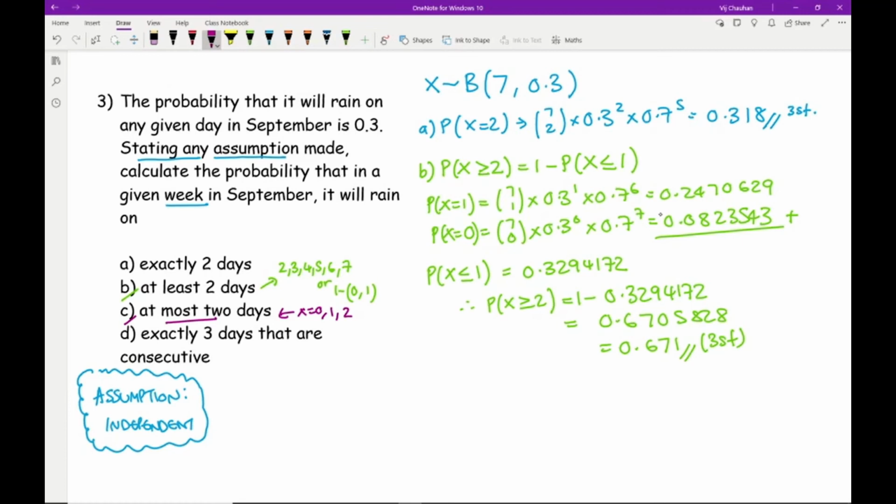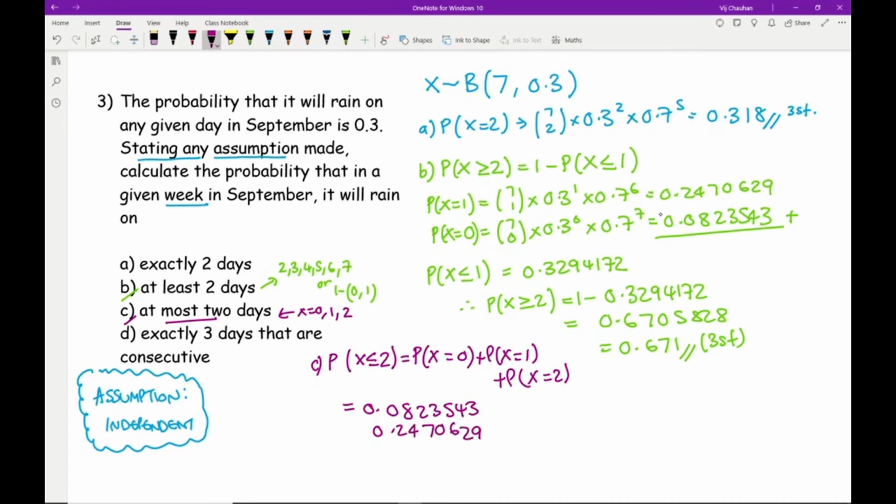So for C, the probability that x is less than or equal to 2 is equal to the probability that x equals 0 plus the probability that x equals 1 plus the probability that x equals 2. I'm going to save a bit of time and just work out each of those in advance. So here I've got 0.0823543 plus 0.247069. And if I look at it, I've actually worked out what each of those three probabilities are.